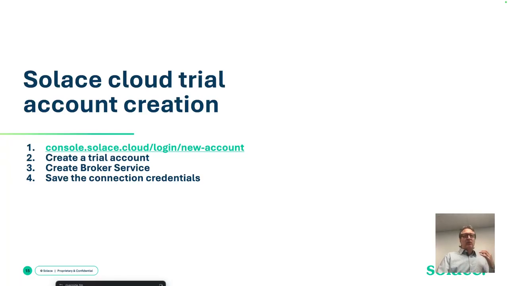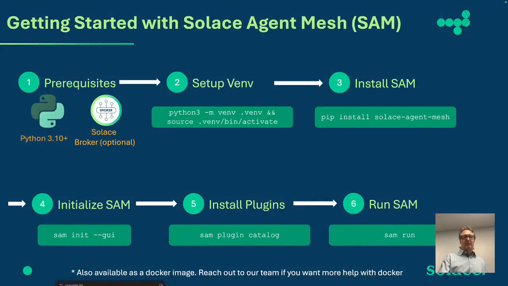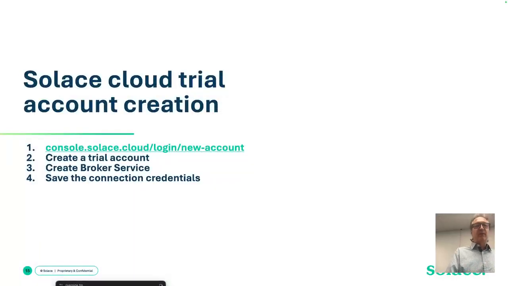Okay, and getting started. Like I mentioned, in the middle of this is an event mesh. We have what we call dev mode, which is just some Python code that pretends it's an actual event mesh. Or if you want, you can get your very own free event mesh in the cloud. And who doesn't like free things, right? If you go to this URL, sign up for a trial account. You can create a new broker service. It gives you the credentials that you can use. So when you spin up Solace Agent Mesh, you can have your very own event mesh.